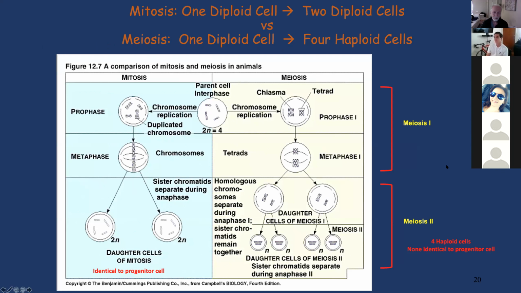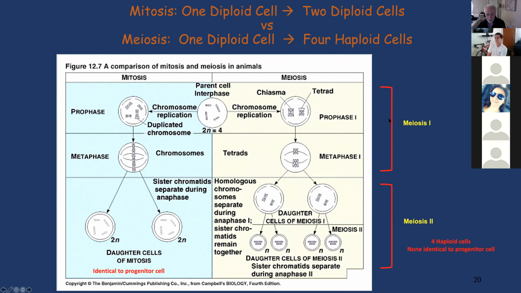So this is, again, a reiteration, but it's a side-by-side comparison between what happens in mitosis and what happens in meiosis. These processes have two completely different goals. In mitosis, the goal is to make two identical cells from one. So this is just a repeat of what we've gone over before. You have prophase, metaphase, and you get two diploid cells. You start with diploid, you end with two identical diploid cells. The daughters are identical to the parent.